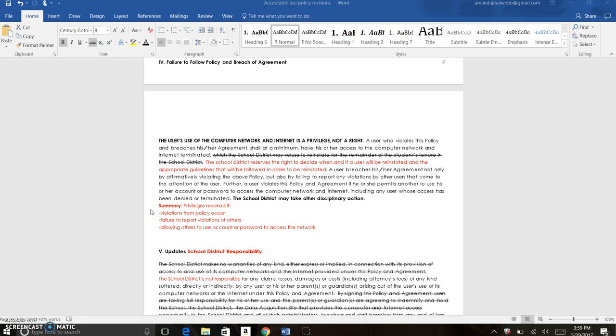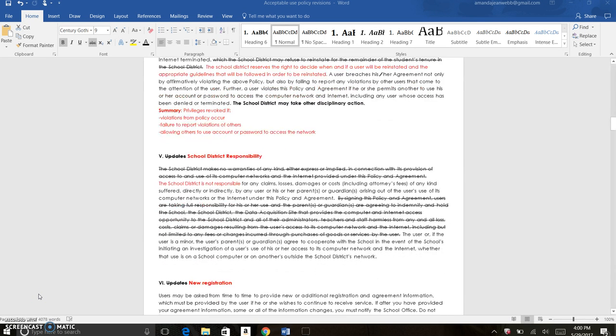After that, I also bulleted this part as well, just to really make it clear what would happen or why the privileges would be revoked, to make it easier for students to understand other than just reading the statement that is there. So I said, for summary, privilege is revoked if the violations from policy occur, failure to report the violations of others, and allowing others to use the account or password to access the network. I thought it was important to say that because a lot of students won't understand that even just the failure to report violations of other students could cause their privileges to be revoked.